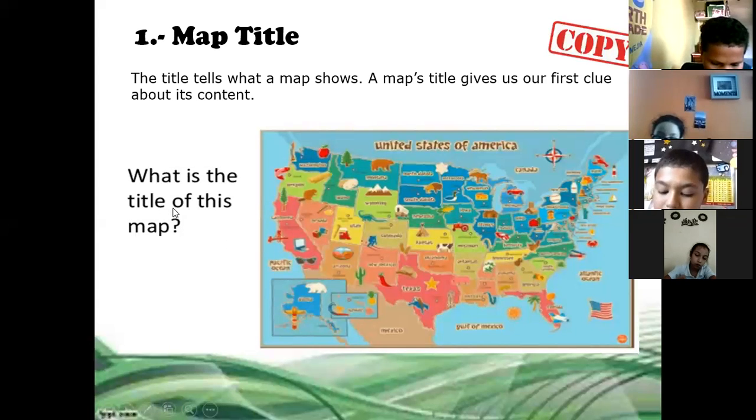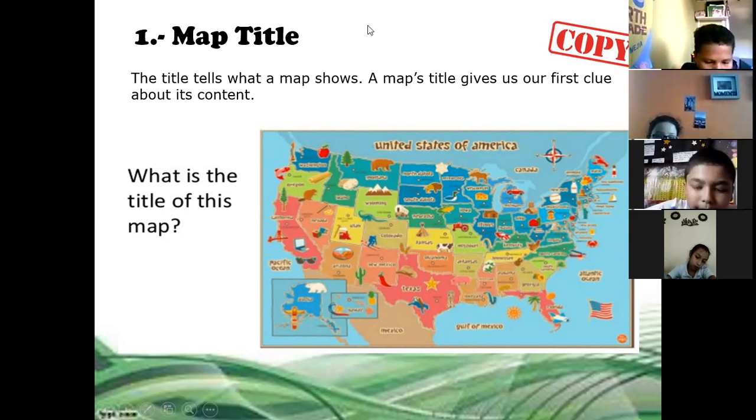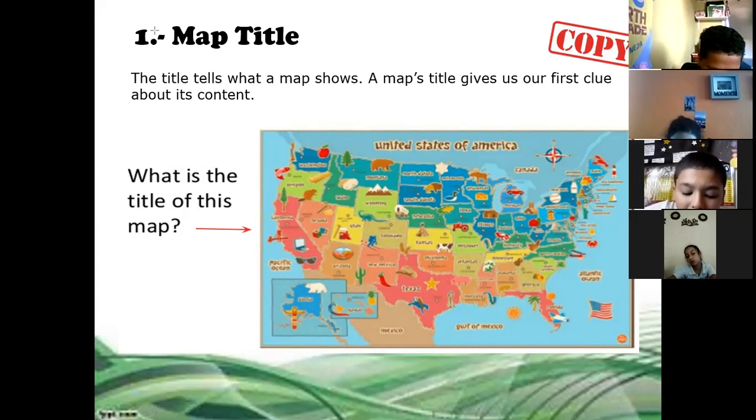Look at the examples I have here. What is the title of this map? Why do we write a question and answer? No, you're going to copy the information here on top. This is an example. The example says, what is the title of this map? It's United States of America. That's the title. And up here it says the title tells what a map shows. It's like a question and answer.